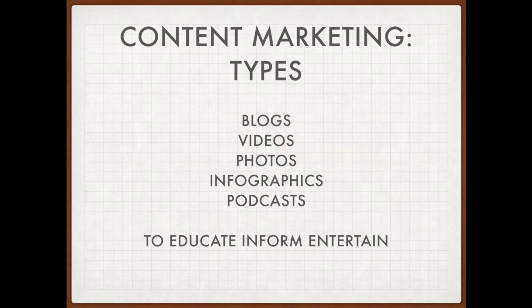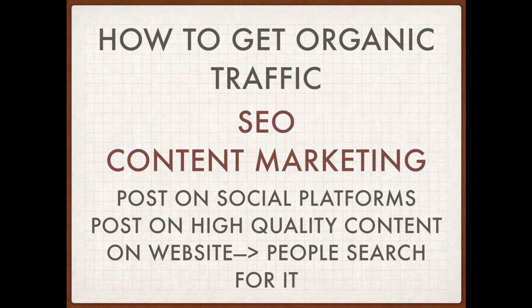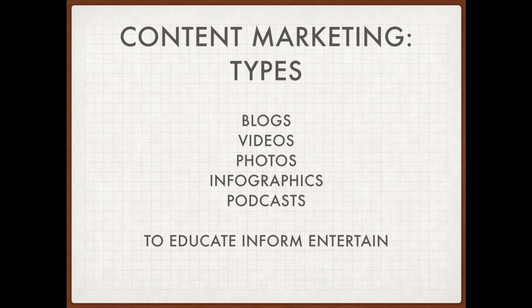All right, so what types of content marketing are there? As I stated previously, organic traffic, content marketing. But what type of content marketing can people do? You can write blogs, number one. You can do videos, you can do photos, you can do infographics.